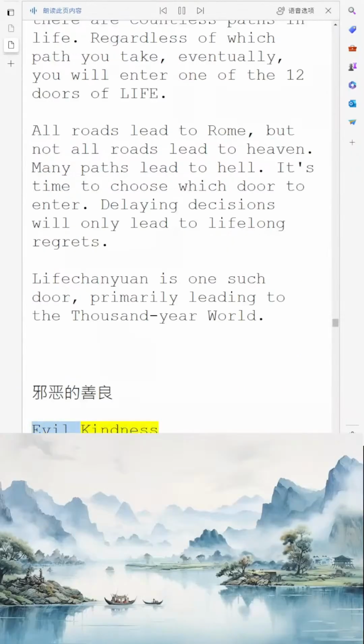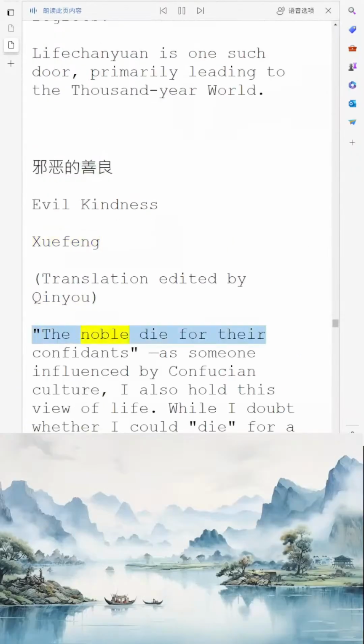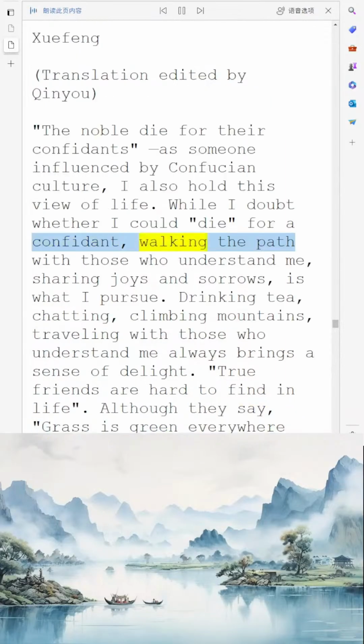Evil kindness. Xiefeng. The noble die for their confidants. As someone influenced by Confucian culture, I also hold this view of life. While I doubt whether I could die for a confidant, walking the path with those who understand me, sharing joys and sorrows, is what I pursue. Drinking tea, chatting, climbing mountains, traveling with those who understand me always brings a sense of delight.